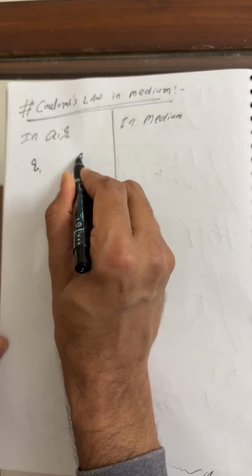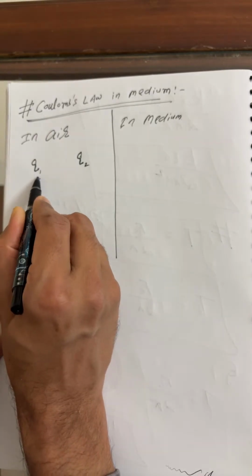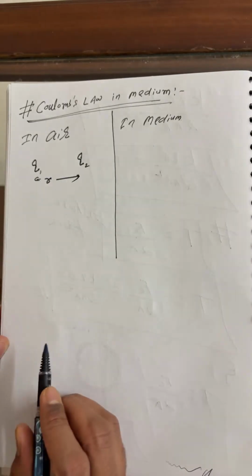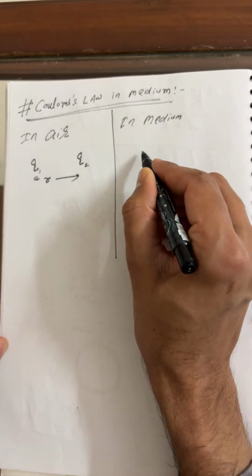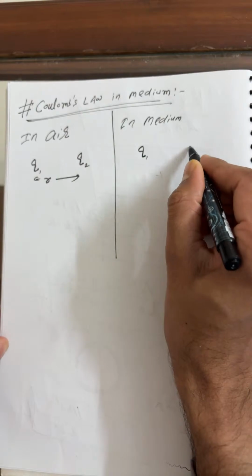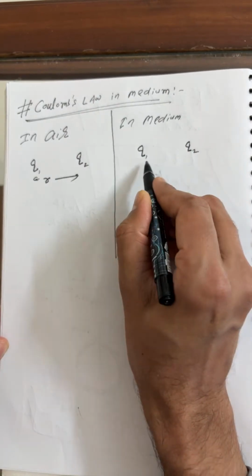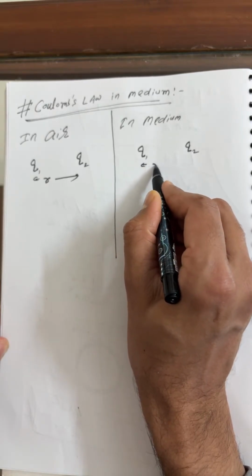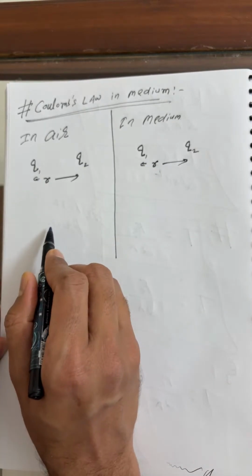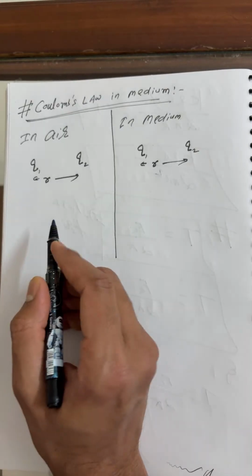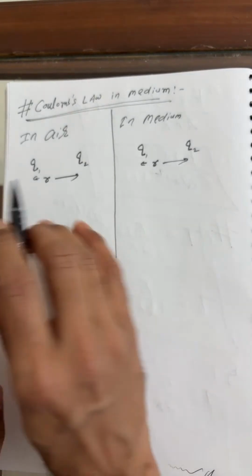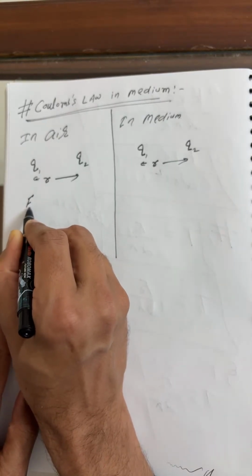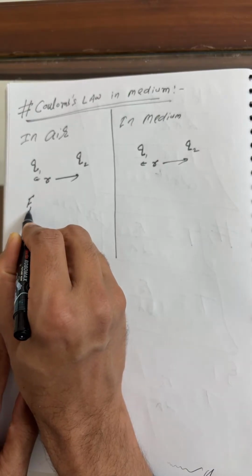In air, I'm calling it a pair of charged particles. This is Q1, this is Q2. Let us suppose both are separated at a distance r. Same charged particles again, Q1 and Q2, and I'm assuming the distance remains r. I want to write the force in both cases. This is the force in vacuum or air.